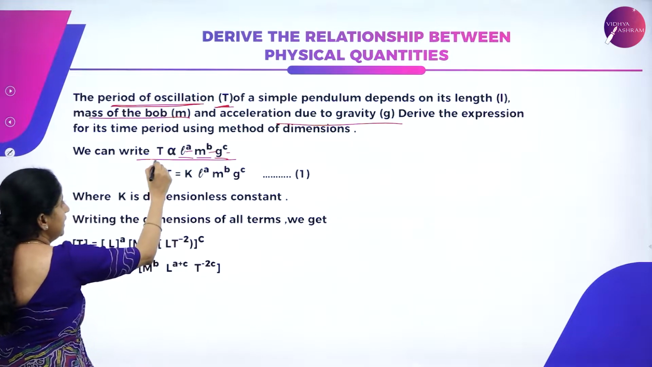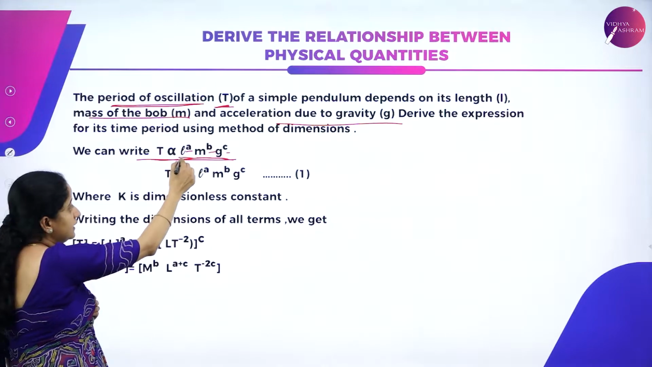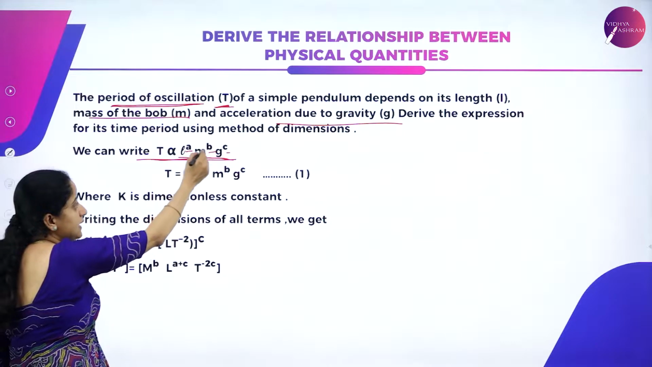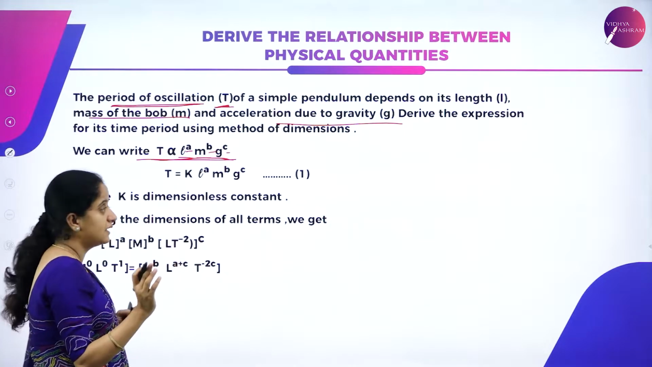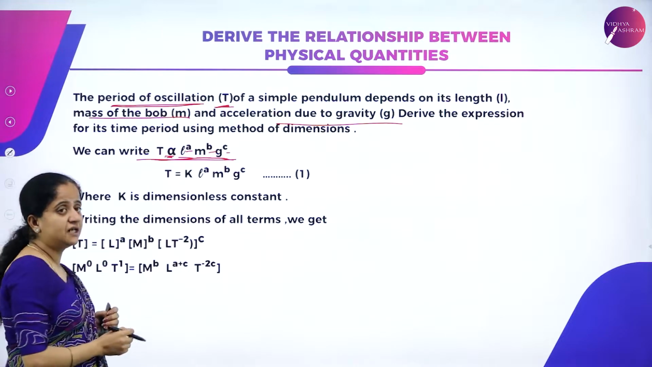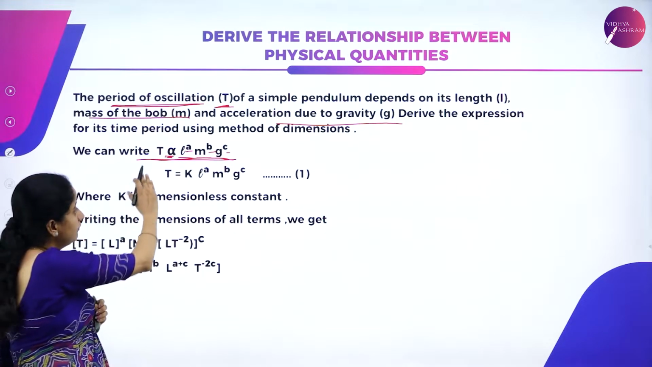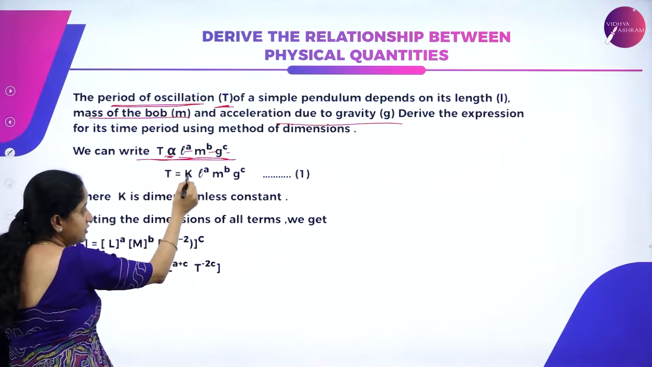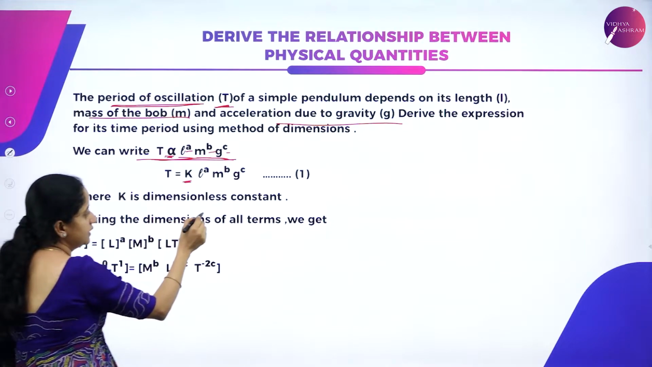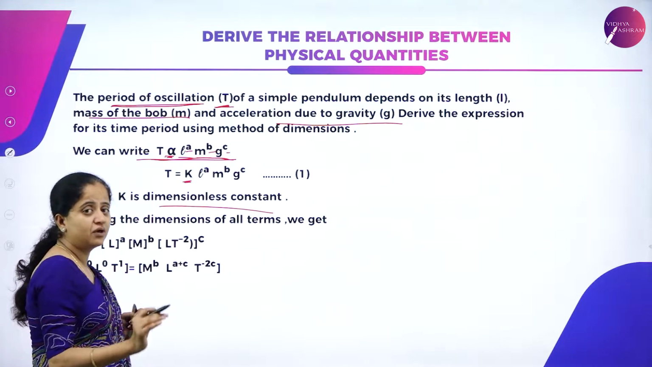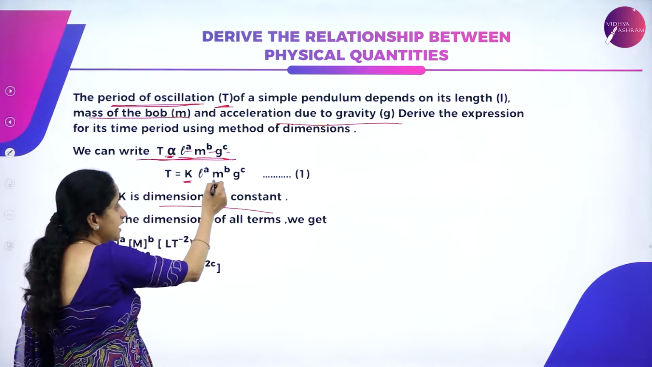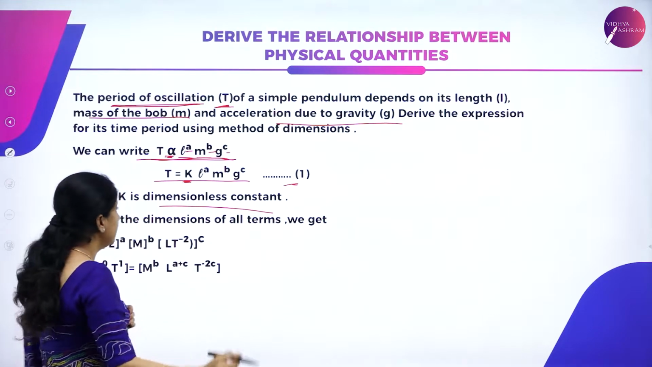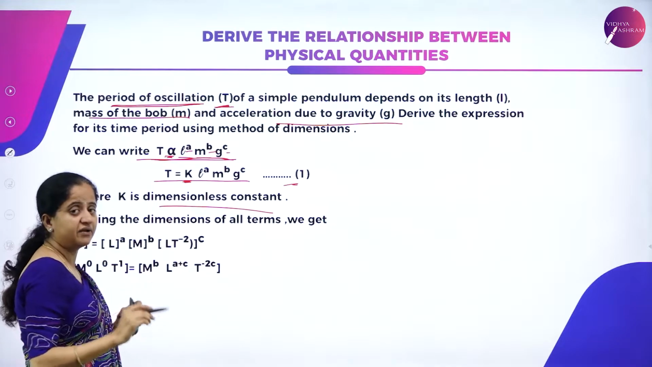So, as of now, we are taking the time period as dependent on the length of the pendulum, the mass of the bob and acceleration due to gravity, and hence the quantities L, M and G are raised to powers A, B, C respectively. To remove this proportionality, we have to introduce a constant to equate the two quantities on either side. So T is equal to K, the proportionality constant, which does not have any dimensions, times L raised to A, M raised to B and G raised to C. I'll call this equation 1. Here K is a proportionality constant which does not have any dimensions.